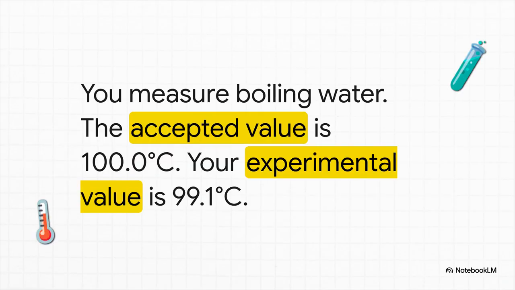So let's take this idea into a real lab scenario. Imagine you're measuring the boiling point of water. We all know the true accepted value is 100.0 degrees Celsius, but your thermometer, which gives you your experimental value, says it's 99.1 degrees. So what do we call that little gap between the two?